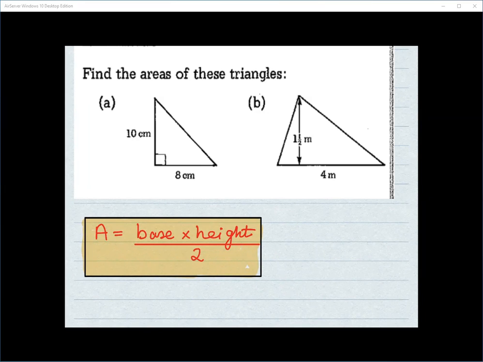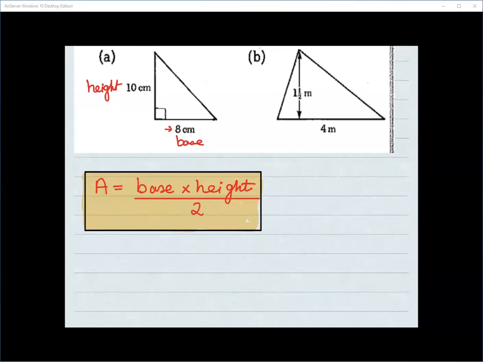So, Mr. Talha, the 8, shall I call that the base or the height? Base. Well done. Base is normally the bottom, and then this is the height, but it's not always that way. Sometimes they change the triangles around, and the base isn't always at the bottom. So it won't always be there. So let's put some values into question A now.